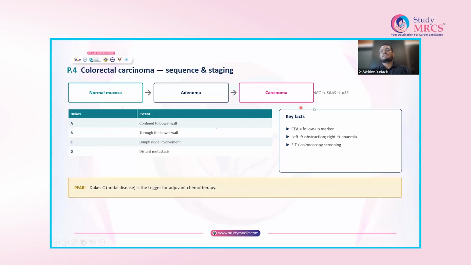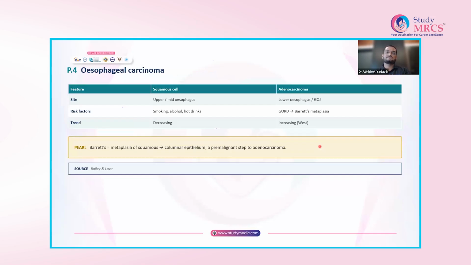Coming to certain key facts about colorectal carcinoma: as I said, it follows the genomic sequence. The follow-up and tumor marker is often CEA. If the colorectal cancer involves the right side of the colon, most of the time the patient will present with anemic features. If the patient has left-sided colorectal cancer, then the patient may present with obstructive features like large bowel obstruction. We do FIT to identify the presence of occult blood in the stools, and colonoscopy for screening. These are the main investigation modalities for colorectal cancers.